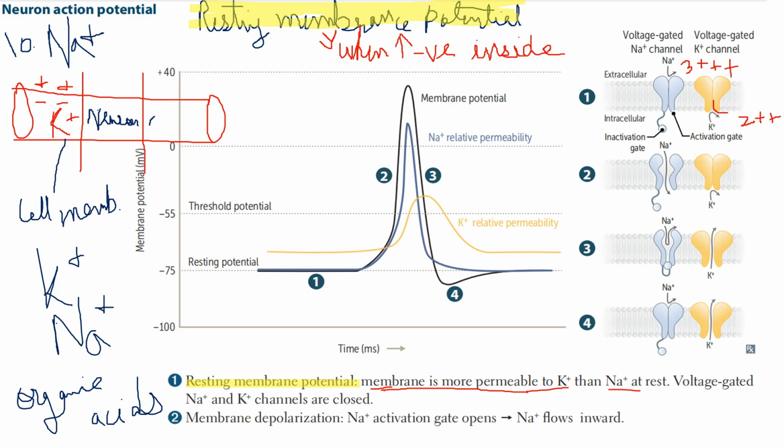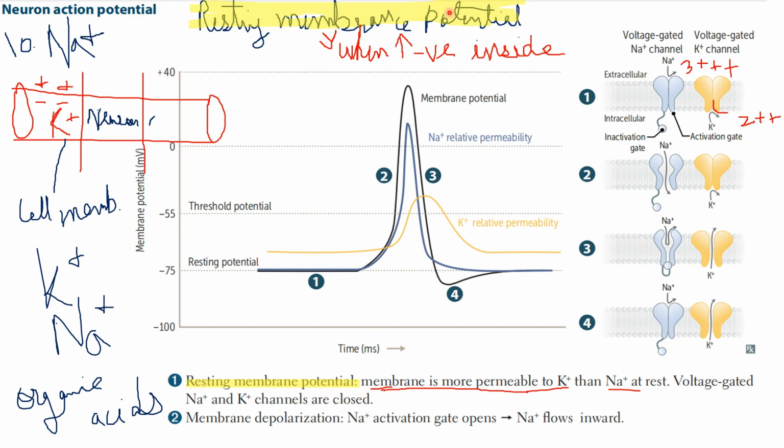And when we have less positive ions inside, what do we call it? We call it negative. So these are the three reasons why the neuron is negative inside. The very first one, let's recall, is the sodium potassium pump. The second one is the organic acids or the proteins, and the third one is the potassium leakage. And when the neuron is that negative, we call it the resting membrane potential. So here we have the first potential, the membrane potential.